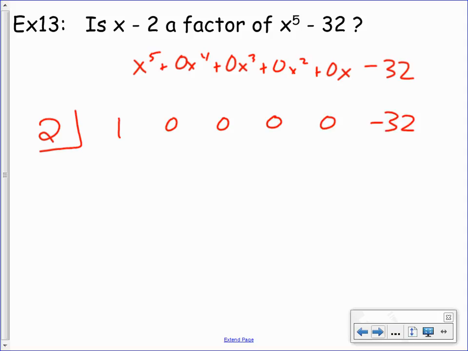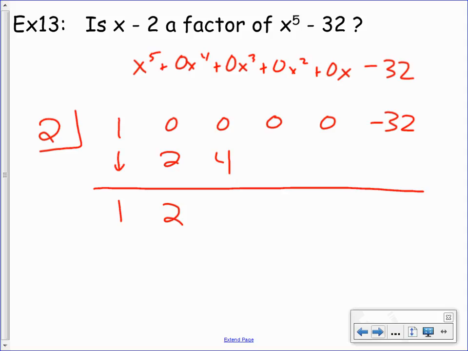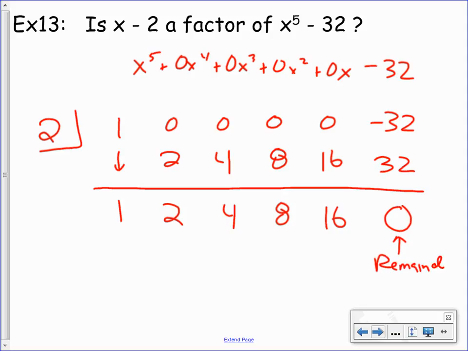Ah, it's a good one. Here we go. Ready? Bring down the 1. 2 times 1 is 2. Bring it down. 2 times 2 is 4. Bring it down. 2 times 4 is 8. Bring it down. 8 times 2 is 16. Bring it down. 2 times 16 is 32. Remainder, 0. If your remainder is 0, then is it a factor? Yep, because it goes in evenly. It goes in evenly, so it is a factor.